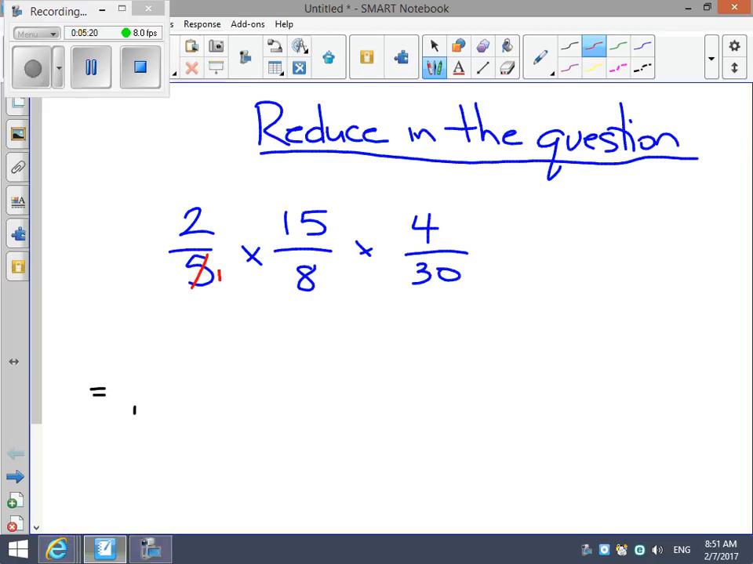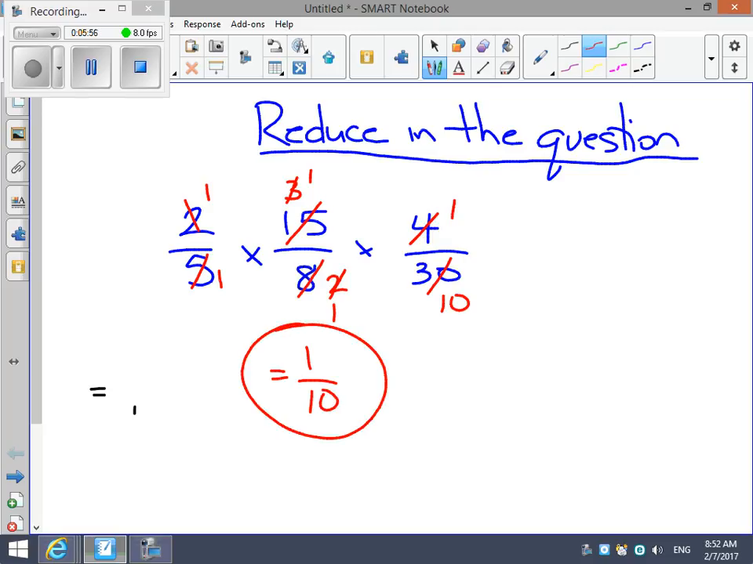5, I know 5 will go into itself 1 time, and I know 5 will go into 15 3 times. Looking at my numbers now, I know 4 will go into itself once, I know 4 will go into 8 2 times. Well, there's 2 and 2. I know 2 will go into itself once, and I can still use this 2 again, and 2 will go into itself once. And the last numbers I have, 3 will go into itself once, 3 will go into 30 10 times. Now if I was to multiply across, all I have is 1 times 1 times 1, and that equals 1. And across the bottom, 1 times 1 times 10 is 10. And that's how you reduce in the question.